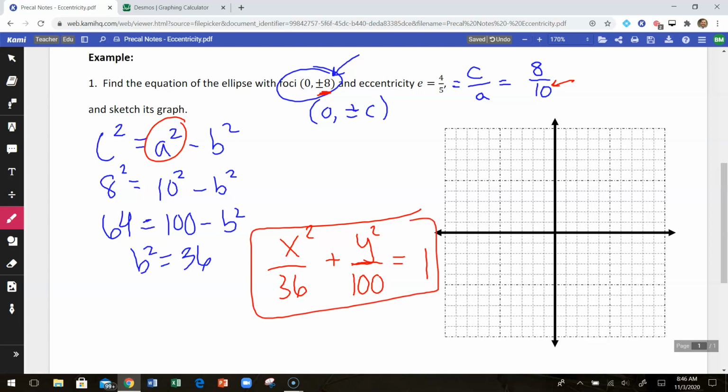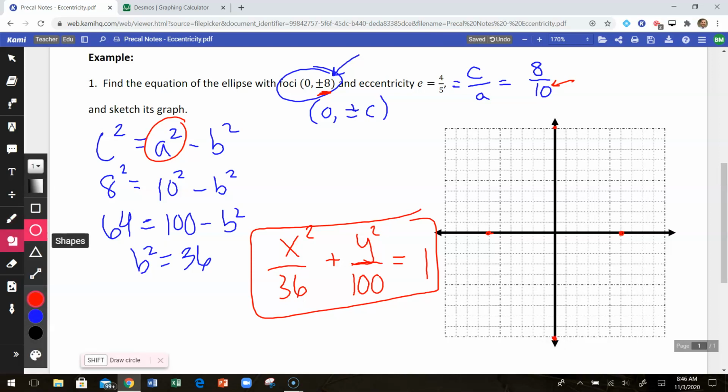If I wanted to graph that, it's stretched 6 along the x. It's stretched 10 along the y. And we could get that ellipse from those points. Looks something like that.